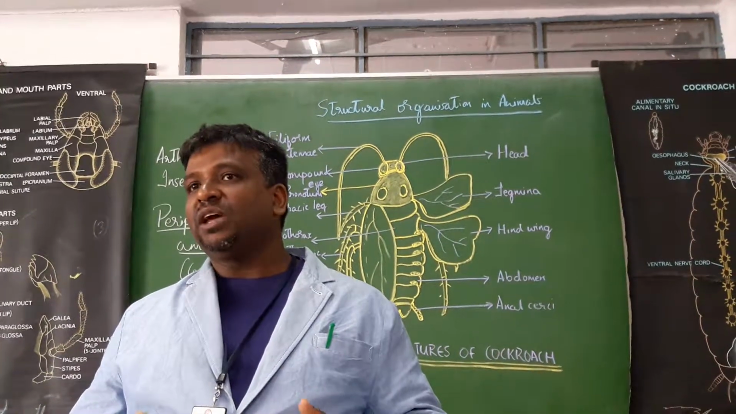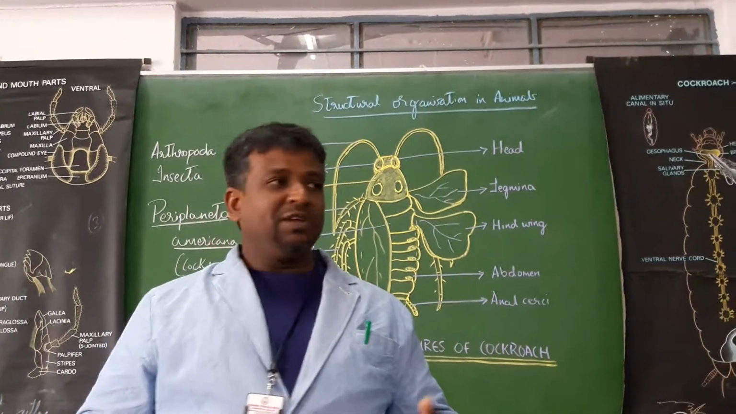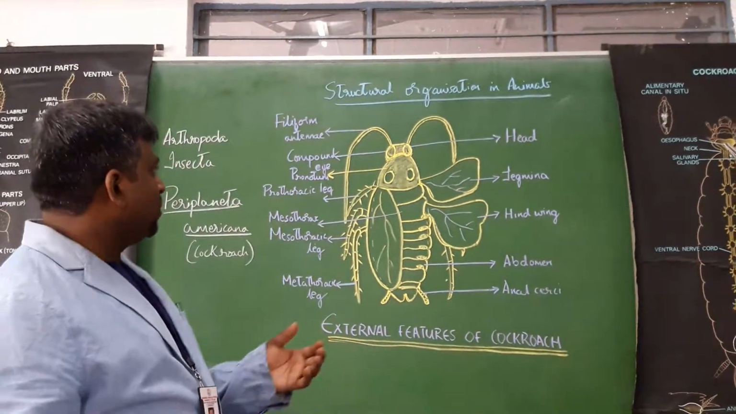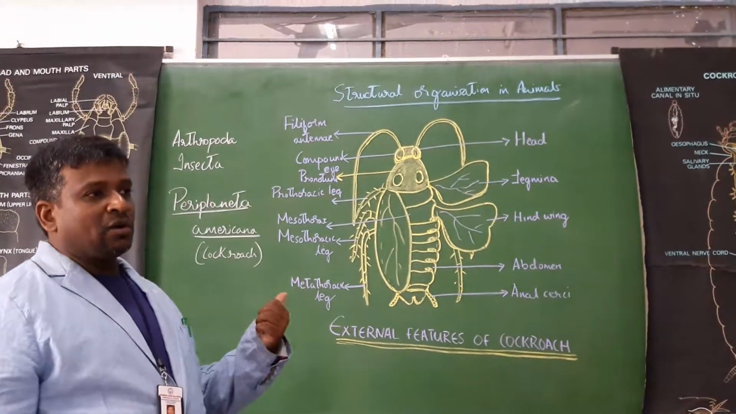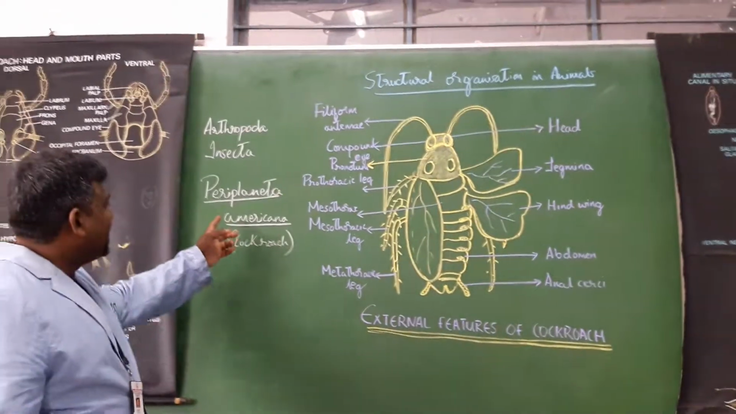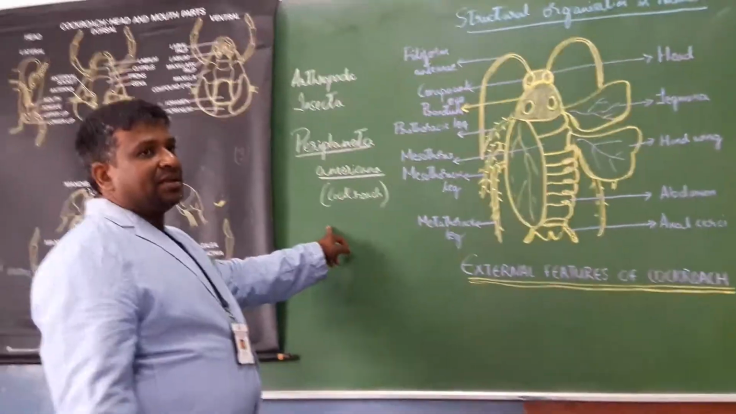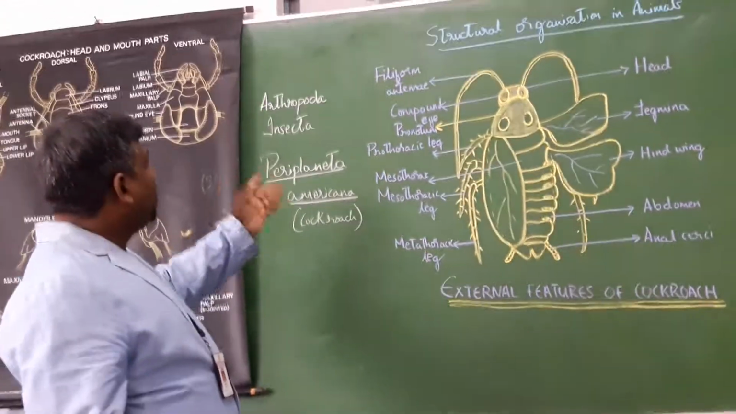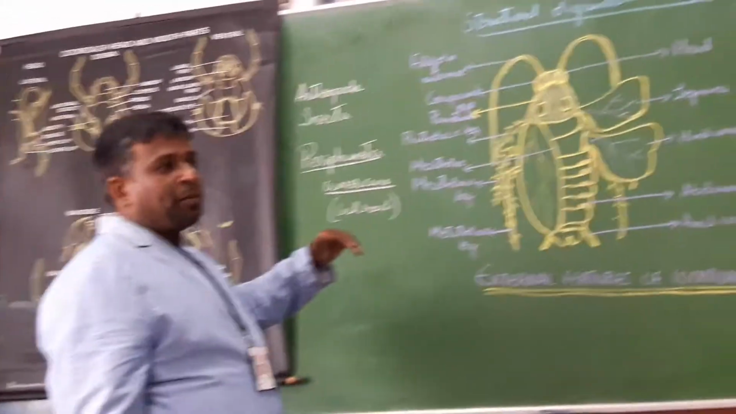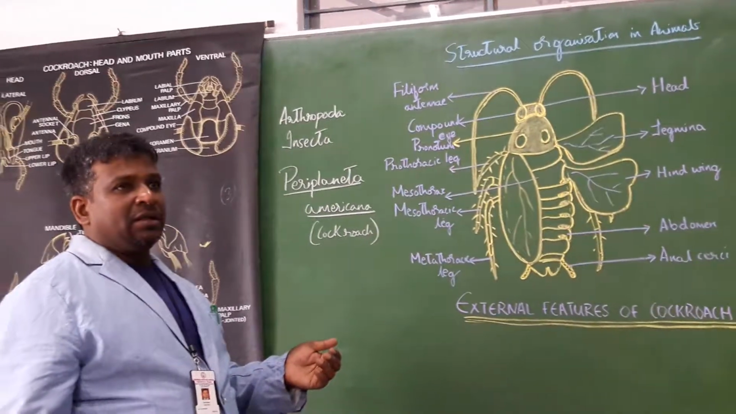Type study in the sense we have to study in detail. So we'll begin with the type study of cockroach. So cockroach, the scientific name is Periplaneta americana. It's called as cockroach. It belongs to the phylum Arthropoda, class Insecta.